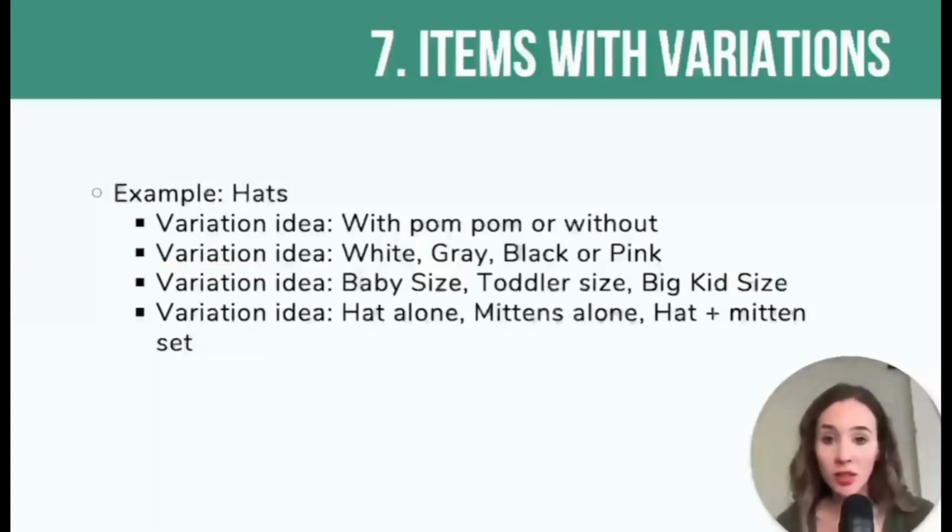Another variation idea could be bundling multiple items. So maybe in your listing photo, you have a hat with matching mittens. You could have the variation be item type. That's what it's called. You customize that variation title, call it item type: hat alone for one price, mittens alone for one price, or the hat plus mitten set for another price.